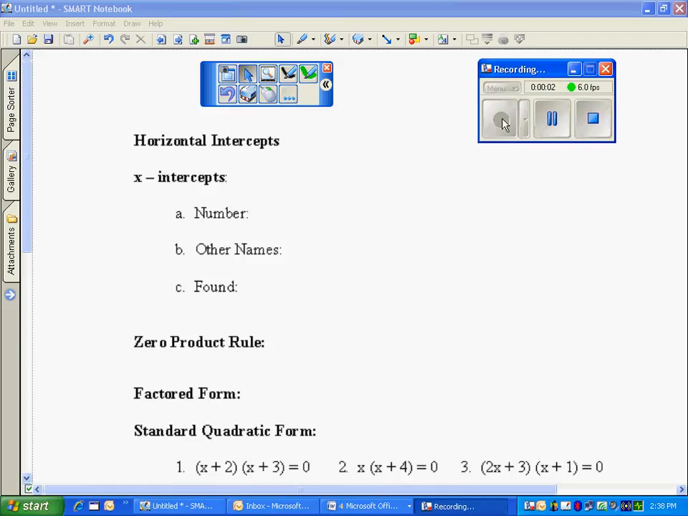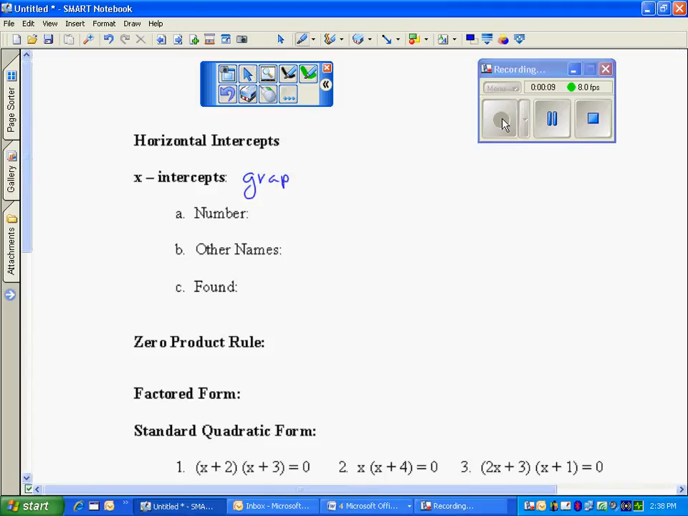We want to find horizontal intercepts, otherwise known as x-intercepts, and that's just where the graph of my parabola crosses the x-axis. We have some names for these. Sometimes we call those zeros, roots, or solutions. And we have three specific cases that happen. So we'll look at a graph on the three cases.